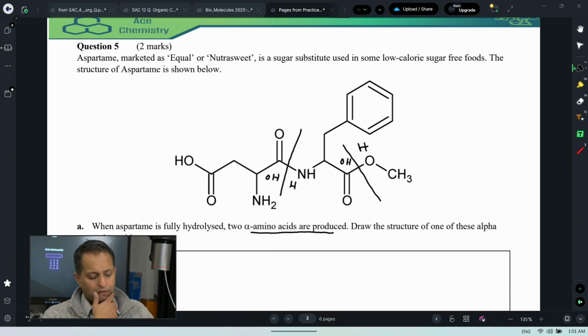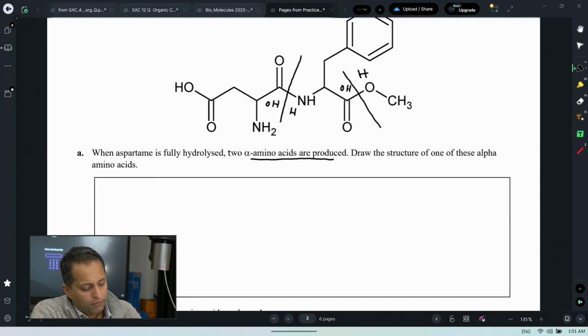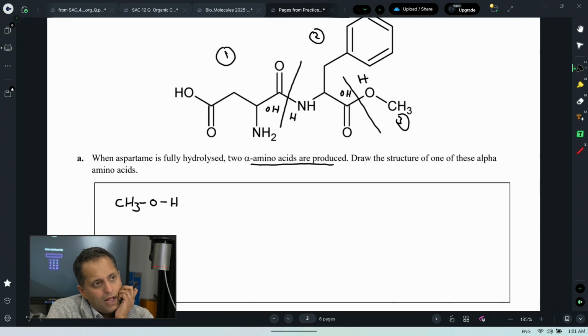Now in this case, let's draw the structure of the molecules that are going to be formed, even though they are not asking us to do that. You are going to be forming methanol. You see that? But they don't want us to know anything about methanol. They are asking us to draw the alpha amino acid. So this is number 1, this is number 2, and this is number 3. So 1 and 2 should be alpha amino acids. How do we draw those?